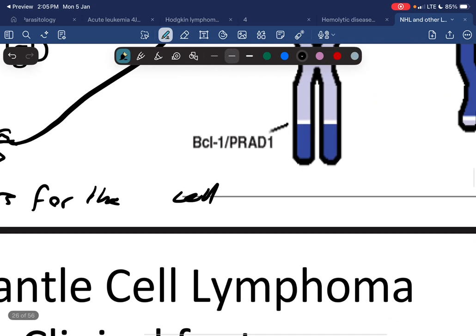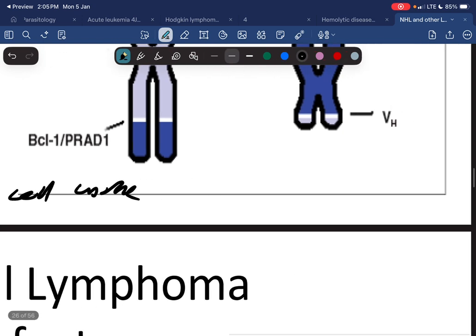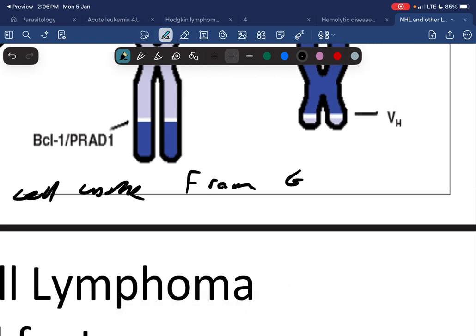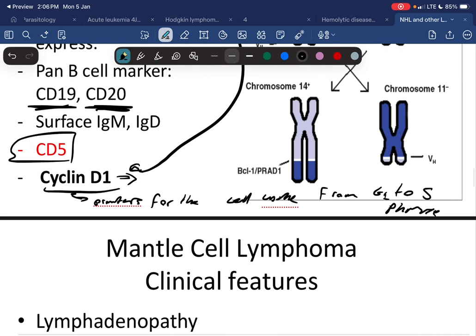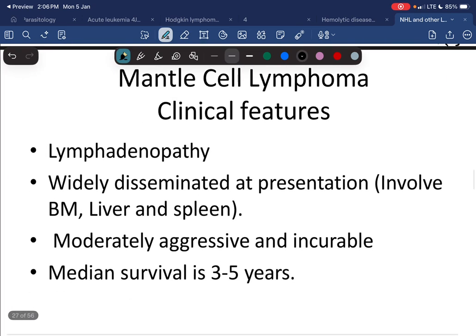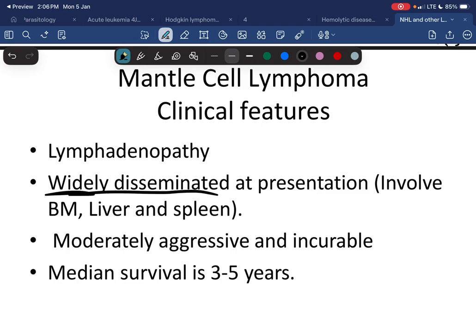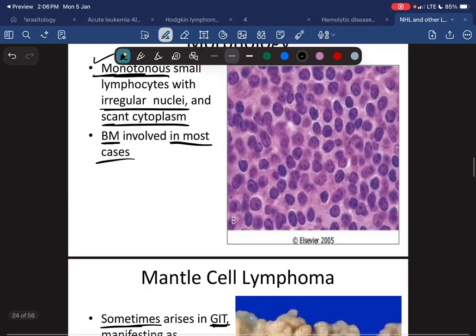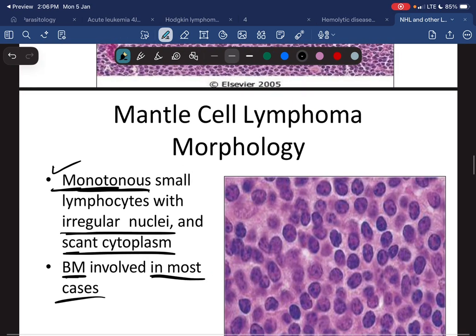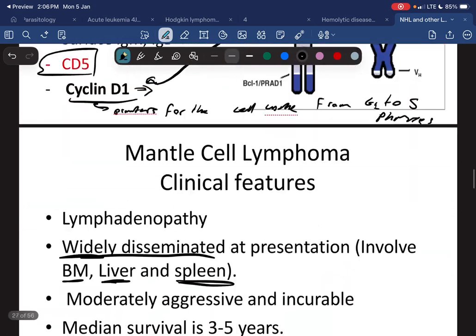So if it is overexpressed, this is an oncogene, then the cell cycle will be repeated and we will have proliferation of malignant cells. Clinically, the patient may present with lymphadenopathy, widely disseminated disease at presentation, and possibly involvement of bone marrow, liver, and spleen. It is moderately aggressive, intermediate, with a survival of 3 to 5 years.